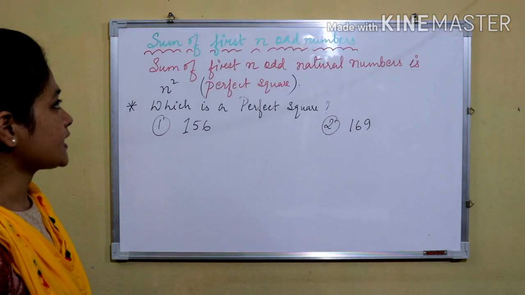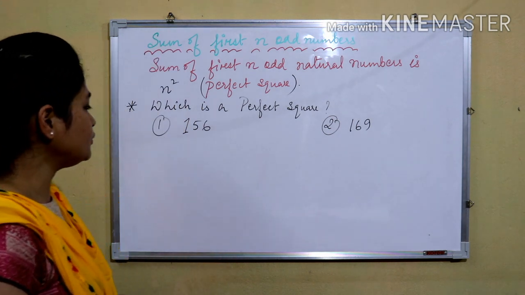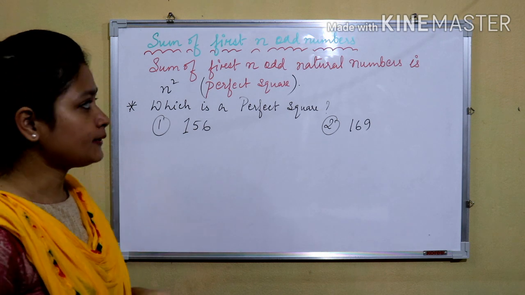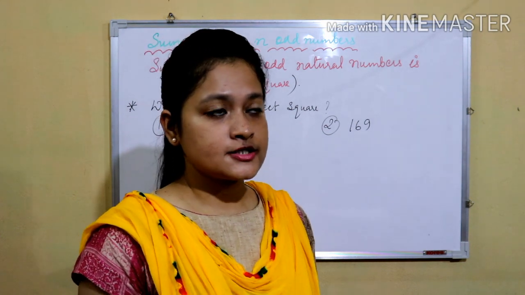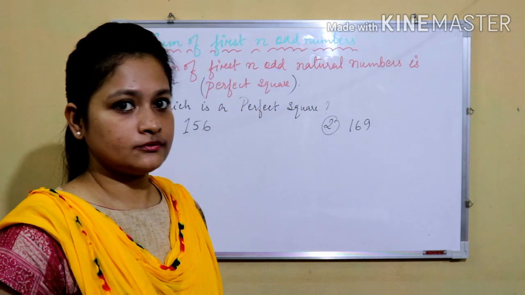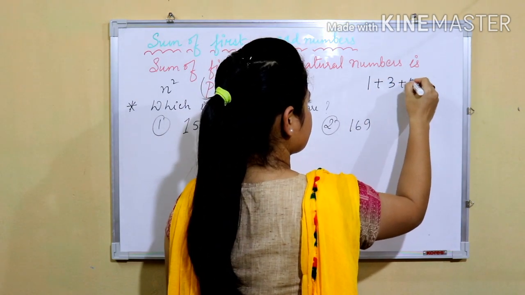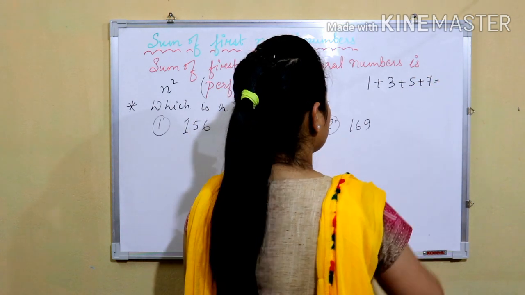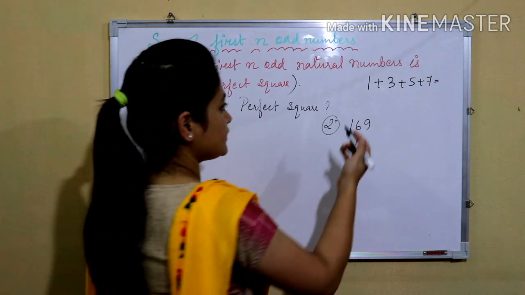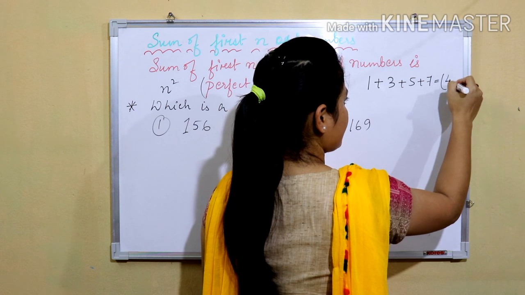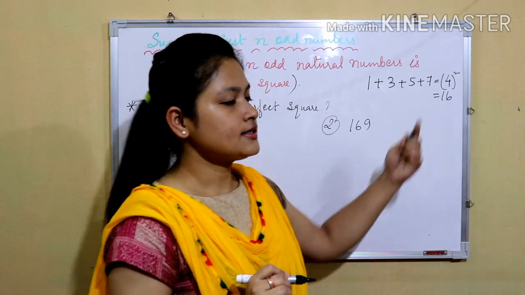Next, sum of first n odd numbers. To find out the sum of first n odd numbers, we'll find out the square of n. That means if we need to find the sum of the first 4 odd numbers, 1 plus 3 plus 5 plus 7, how many numbers are here? 1, 2, 3, 4. So we'll find 4 square, which is equal to 16. That means by adding 1, 3, 5, 7, we'll be getting 16.